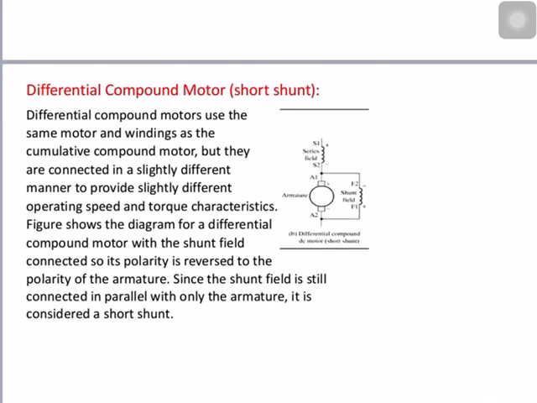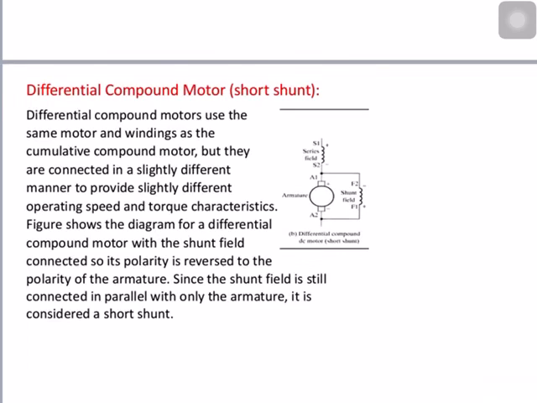This means that the motor will tend to overspeed when the load is reduced, just like a series motor. Its speed will also drop more than the cumulative compound motor when the load increases at full RPM. So these two characteristics make the differential motor less desirable than the cumulative motor for most applications.